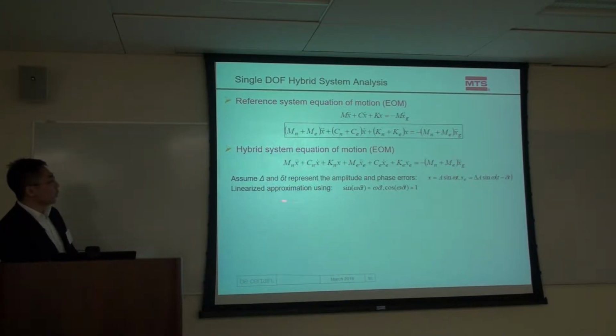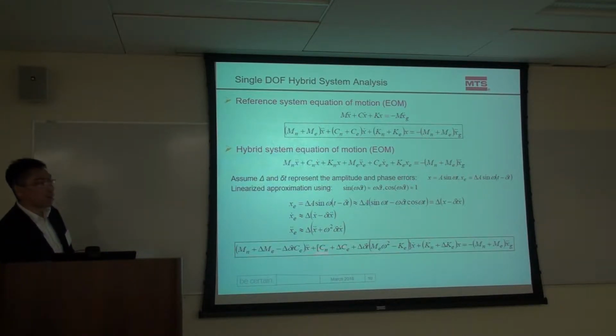And we do a little trick, doing some linear approximation. Then we can write out this X_E as a function of X and X dot. Similarly, we expand the velocity and acceleration terms. Now everything is in the state of X. And then we plug this back into the equation of motion, and we come up with the equation of motion for a hybrid system.